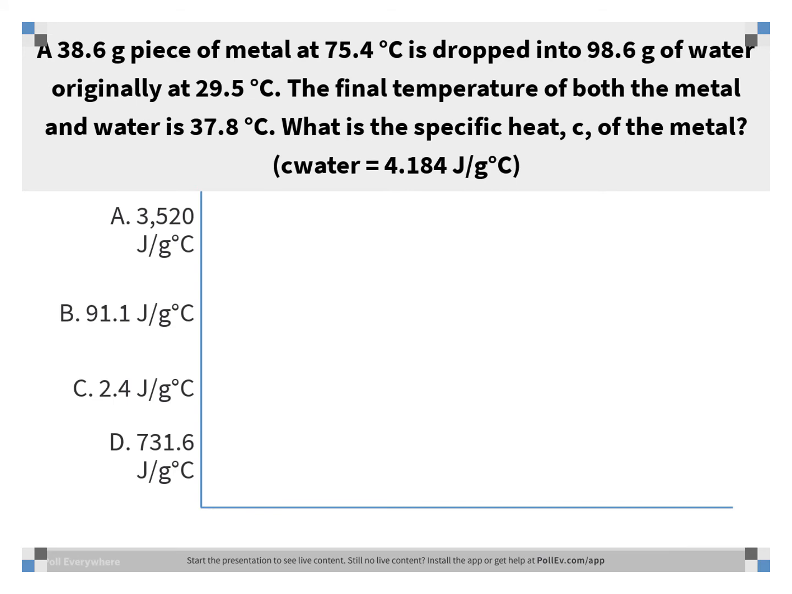So as you solve this problem, follow those same three steps. First, solve for the Q of the water. Second, just change the sign on that to solve for the Q of the metal. And then third, plug in that Q of the metal into your equation for everything related to the metal and solve for C of the metal, that is the specific heat of the metal.